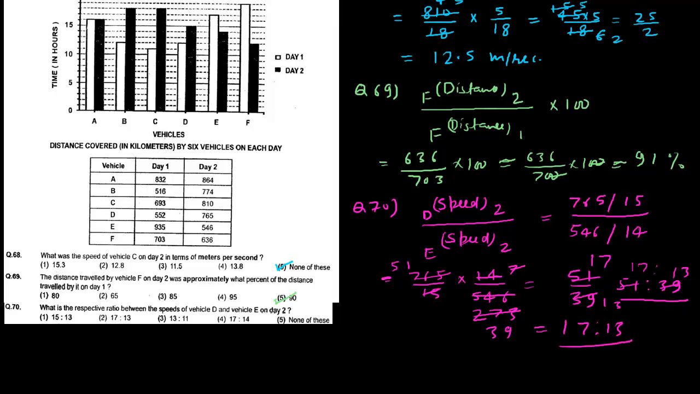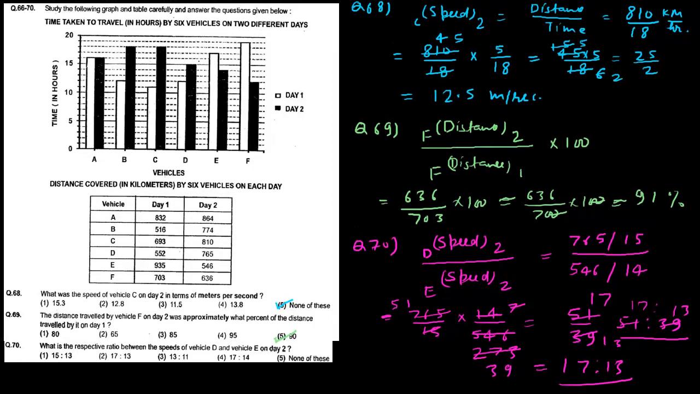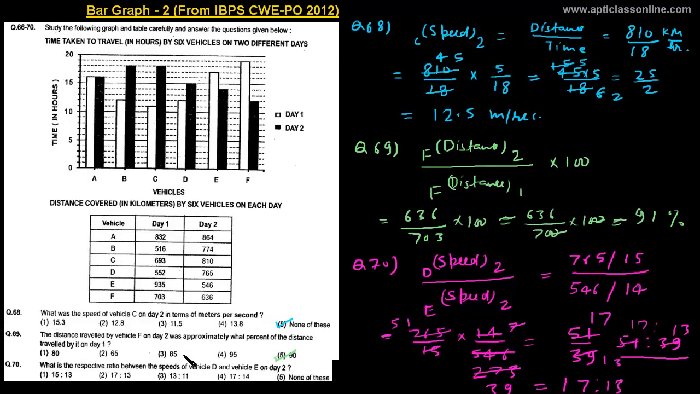So let's see which option is correct in the given options. If we see which option is correct, then we find that the option 17 is to 13, that is option 2, is correct. So in this way we have solved this question. We will see more questions in the next class.